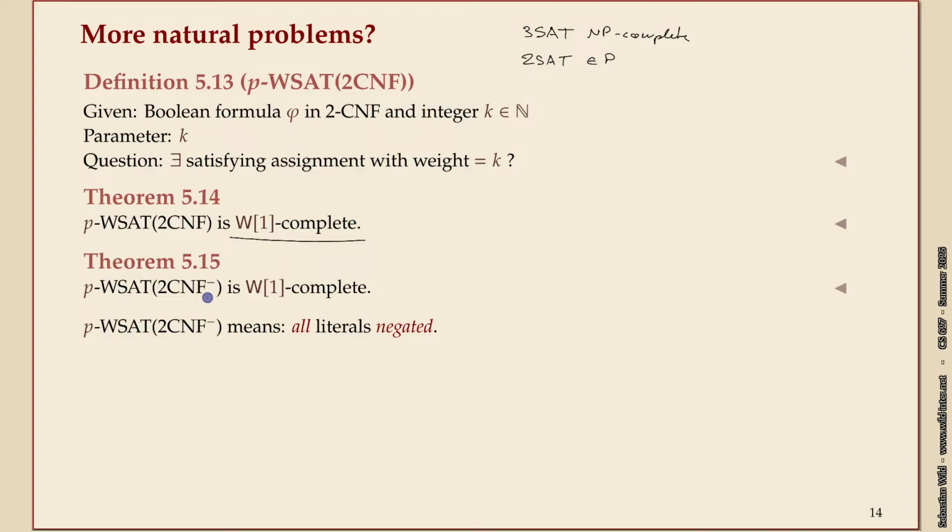And you can restrict it a little further, where all the literals are negated. So all the inputs are of this form. You have some not x1 or not x2, and not x3 or not x2 and so on. So all the formulas look like this. It's two things, but you take the negation for all of them. And it turns out that's also W1 complete.